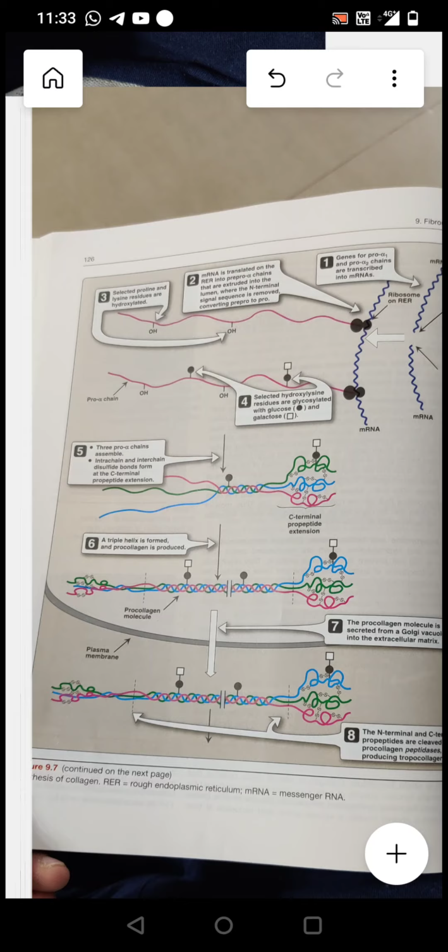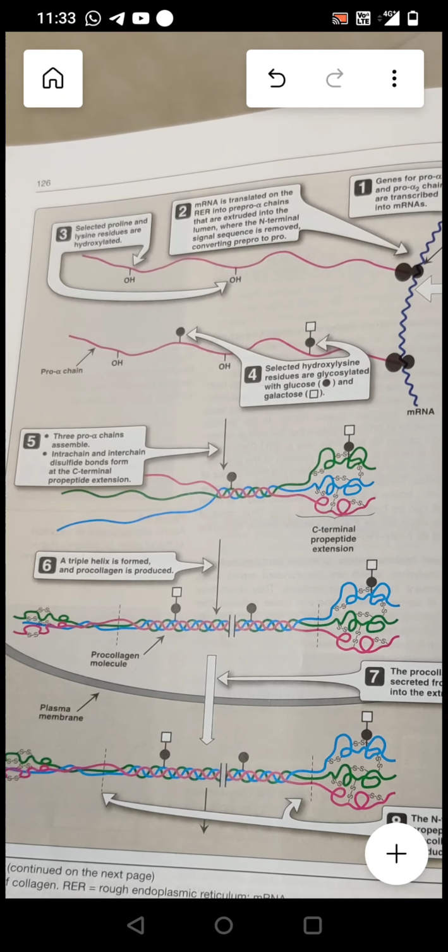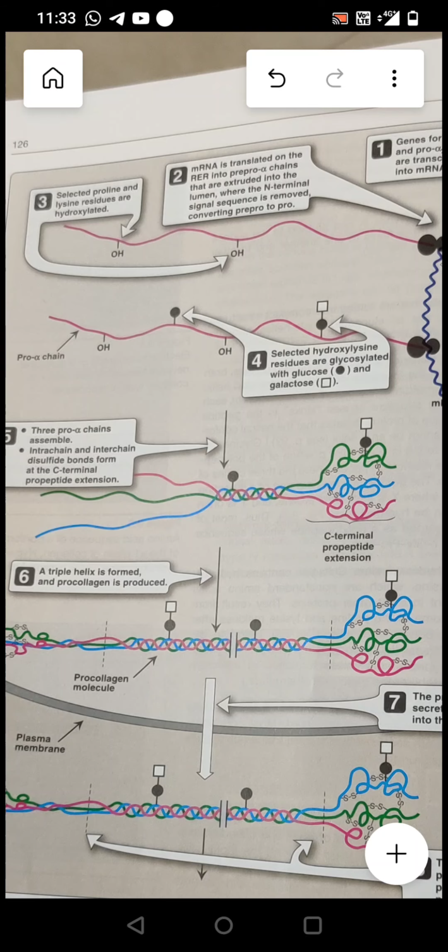What are these pre-pro-collagen? They are nothing but your alpha chains. Where is this biosynthesis occurring? This biosynthesis occurs at the fibroblast, where collagen is formed. The same thing, fibroblast present in the bone is osteoblast. Fibroblast present in the cartilage, chondroblast. Fibroblast present in the teeth, odontoblast. Simple. So all these three are fibroblasts.